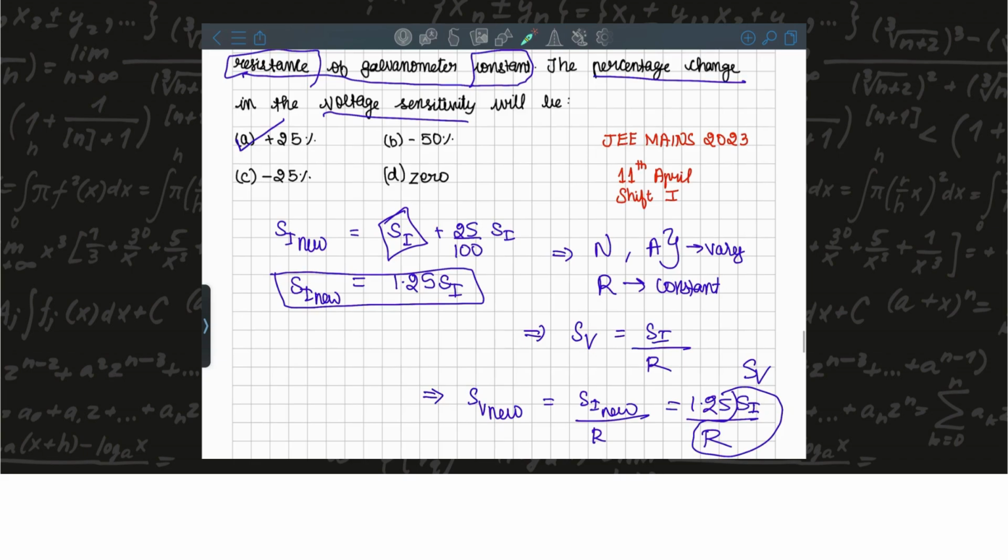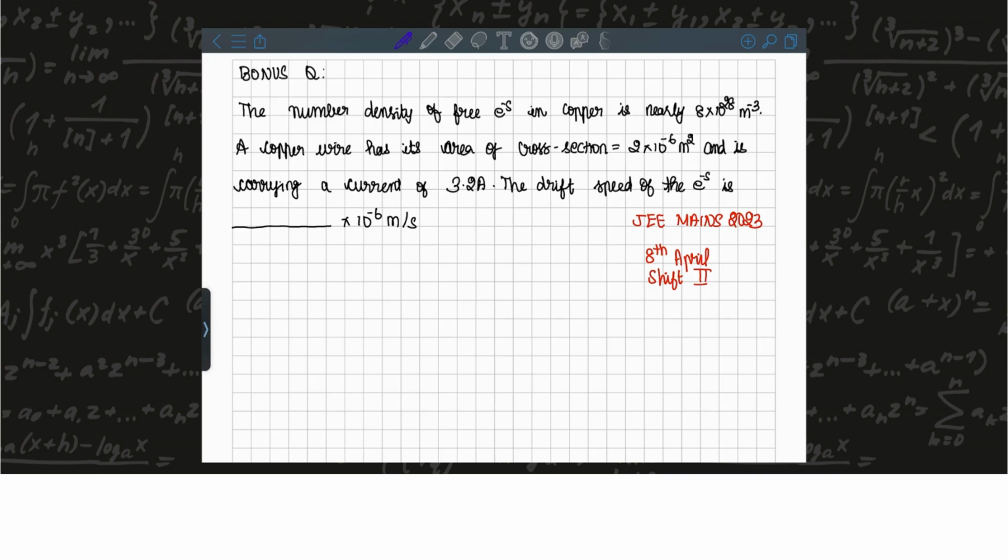Okay, let me move on to a bonus question, which is really very easy. If you just know the formula, you'll definitely complete it. Okay, now let's move on to the next question. The number density of free electrons in copper is nearly this. A copper wire has its area of cross section to be this one and is carrying a current of 3.2 amperes. The drift speed of the electrons is.